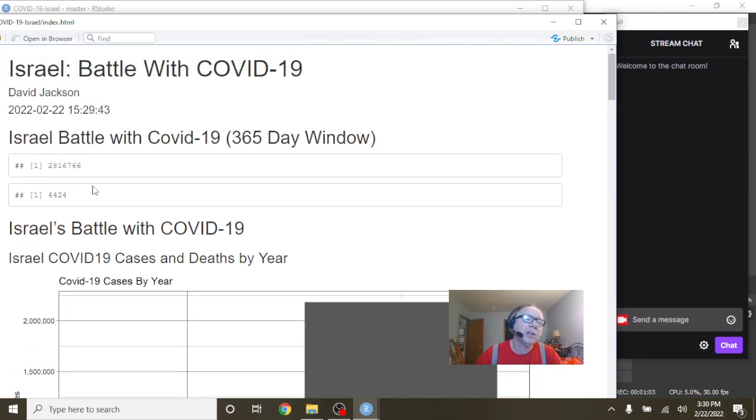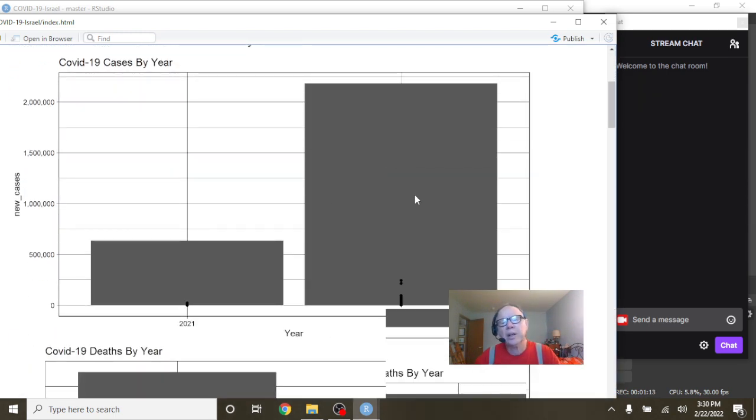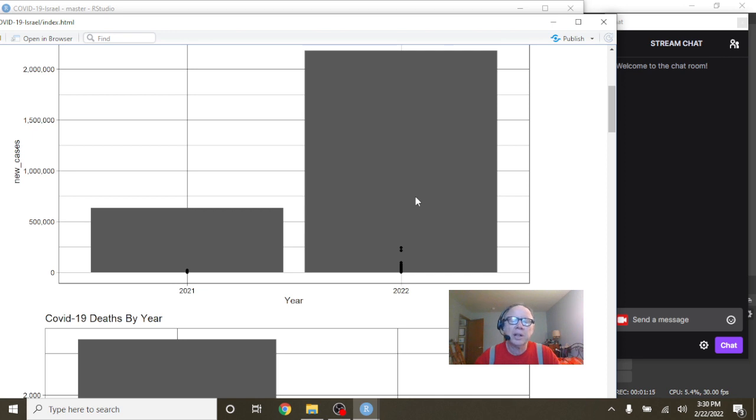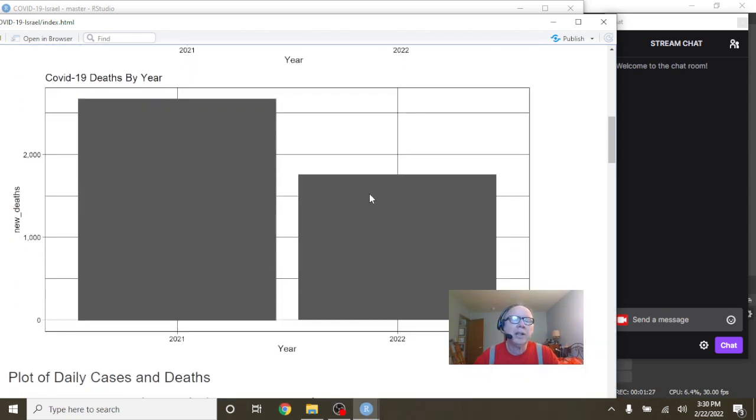Okay, Israel, let's take a look here. In the last 365 days, you've had 2.8 million cases and 4,424 deaths. Like several other countries, your cases got clobbered in January with Omicron. So hopefully now you're in the beginning to the middle of a new downward trend in COVID-19 cases. Even your deaths are relatively high, well above 50%.